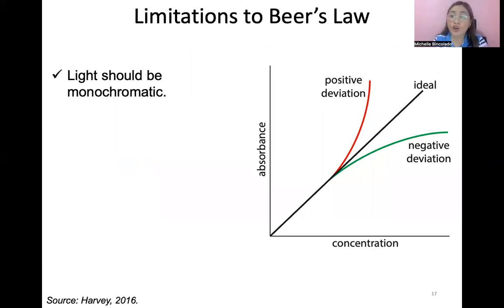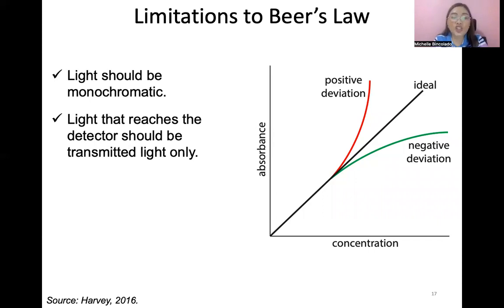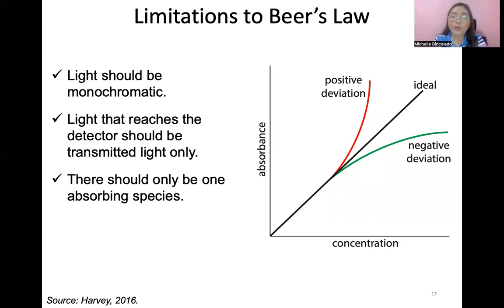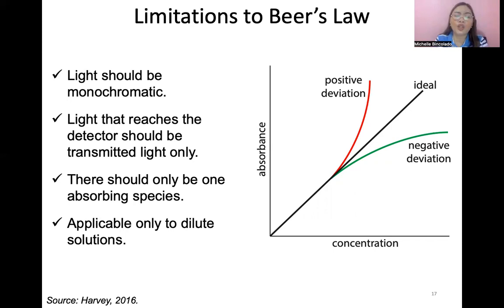So, light should be monochromatic. So, ibig sabihin ba, ma'am, may effect yung stray light? Exactly. So, actually, guys, magkakaroon ng discrepancy sa magiging experimental absorbance ninyo kung may presence ng stray light. Okay? Light that reaches the detector should be transmitted light only. Yan nga. And then there should only be one absorbing species. And take note, kung lagpas, guys, sa 1 ang absorbance na makukuha ninyo for your sample, you have to dilute that. Absorbance of 1, meaning, ibig sabihin, guys, na kapag more than 1 na yung absorbance ng sample ninyo, sobrang taas ng concentration.